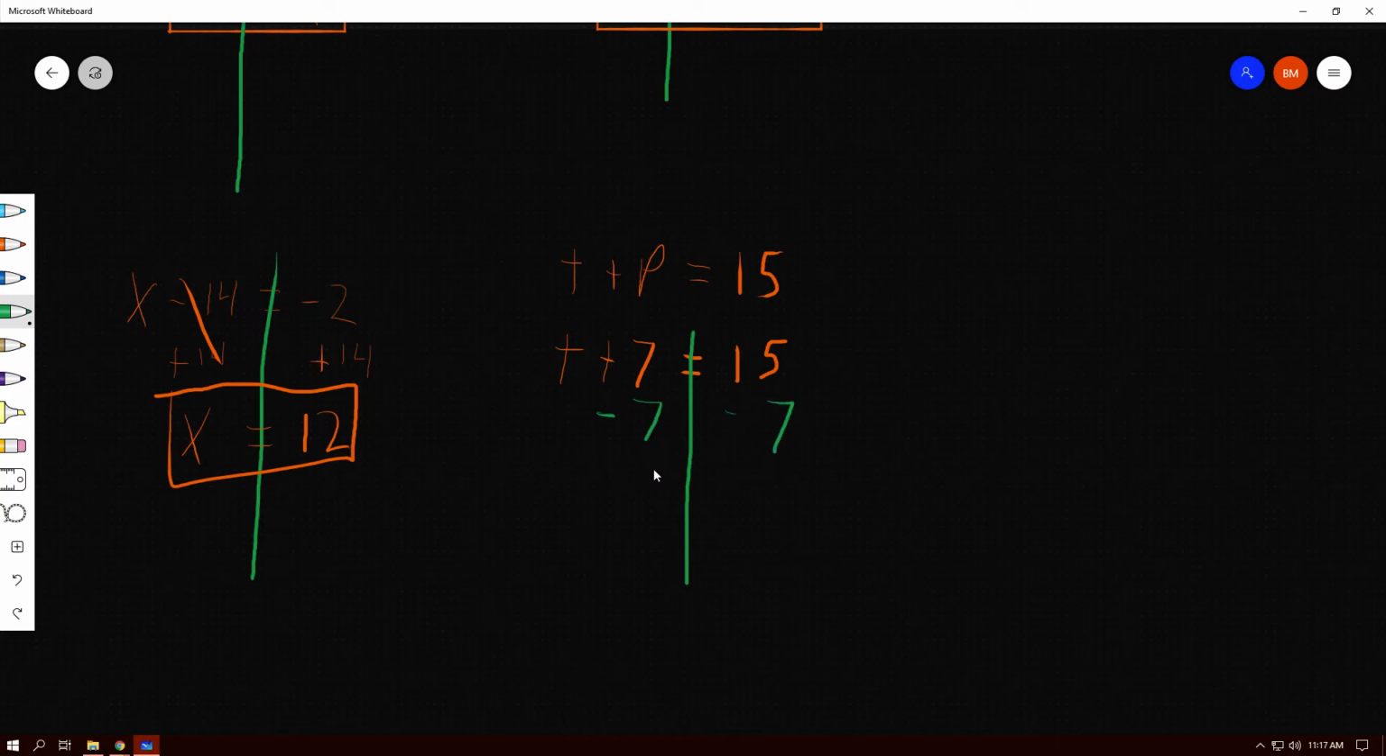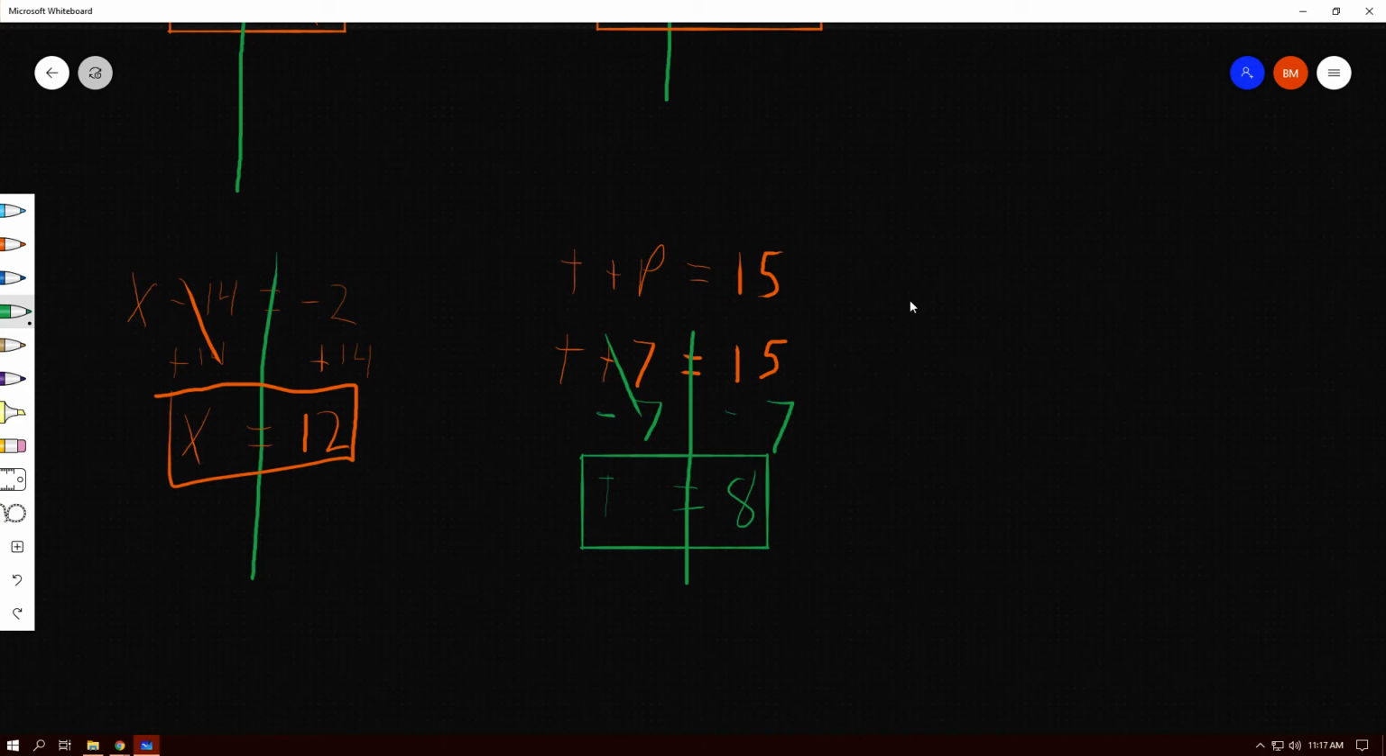So I subtract 7 from both sides. Notice how every single time I've always done what I did to one side, I did to the other. I draw the river and I make sure that what I do on one side, I do the other side. Well, that cancels there. So I have t equals, well, 15 minus 7 is going to be 8. So that tells me my ticket cost $8. I had an $8 movie ticket.